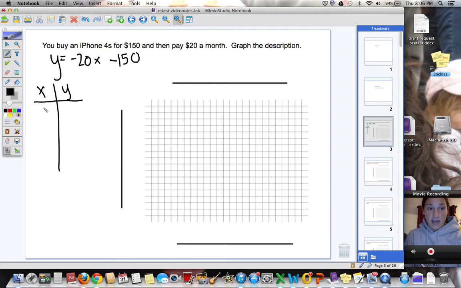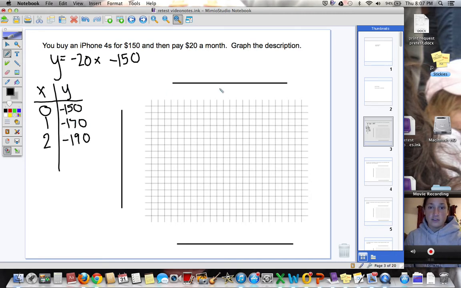So my first thing, at the first month I buy the phone, I'm only paying $150. Second month into my phone, I have the $150 plus I'm also paying $20. So now I ended up paying $170. Month 2 into having my new phone, I paid my original $150. I paid month 1, and then I'm also paying month 2, which would be I'm in the hole $190. So now all I have to do is graph these points.